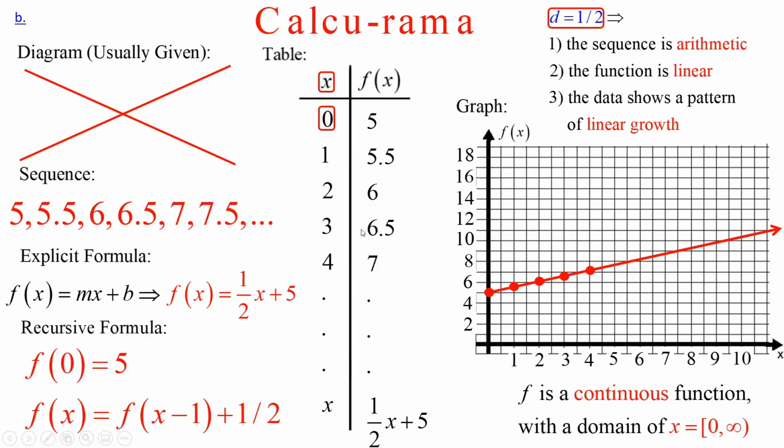So now, Calculama, we have a common difference. Where do we see that in each model? Well, in the sequence, you can see the terms are increasing by 0.5. In the table, we can see our outputs f of x are increasing by 0.5. In the graph, we can see a slope of 1 over 2. Now, watch when I do this.